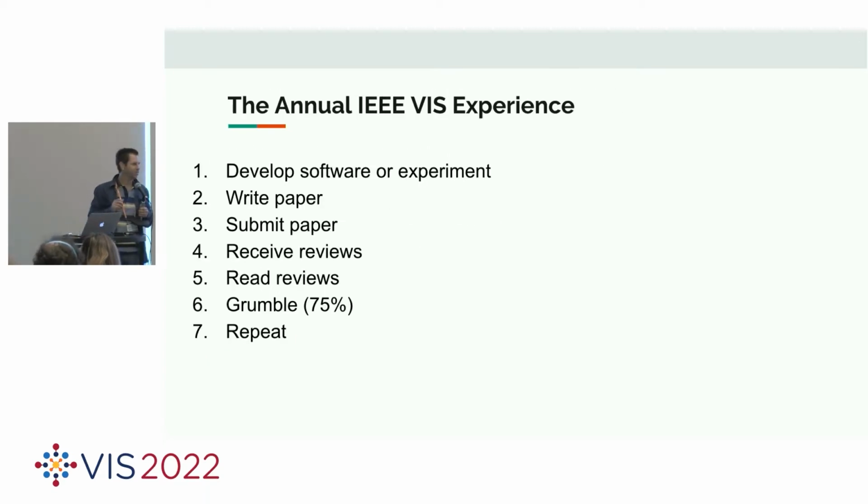So this is a summary of what happens every year at the VIS conference, right? We develop software or we run some experiment. We write a paper. We submit the paper. We get the reviews back. And then we are unhappy, well, 75% of the time we're very unhappy. And then we repeat that process every year, basically. That's a little summary. I don't really have to go into too much detail about that.